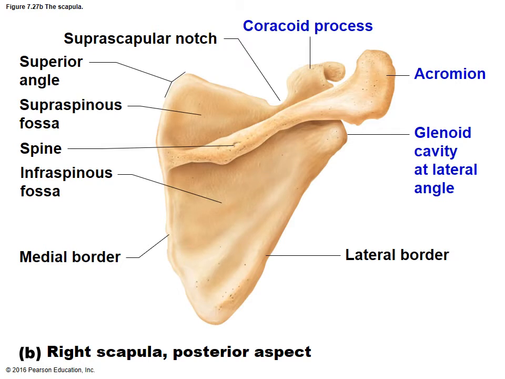Here it is from the posterior aspect. So once again, you can see that at the end of what we call the spine region, the elevated region of the scapula, you will end up with the acromion. And then sitting in front of it will be the coracoid process. And on the side of the coracoid process, you will have the little fossa, the little dip that will help you make up your glenoid cavity.